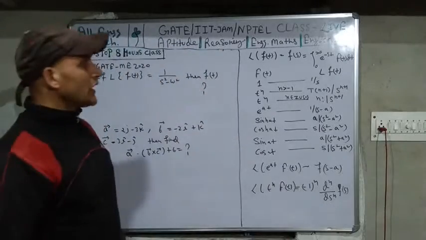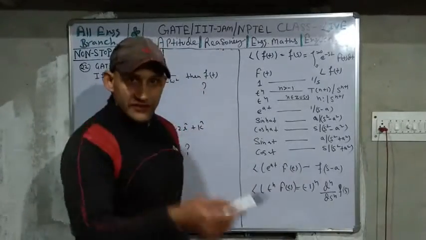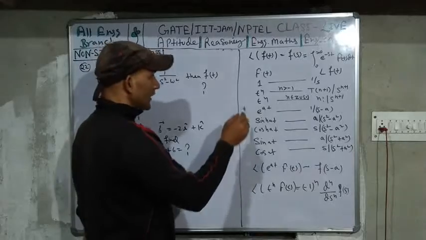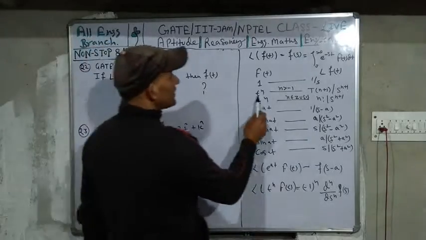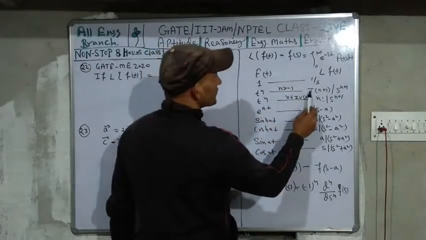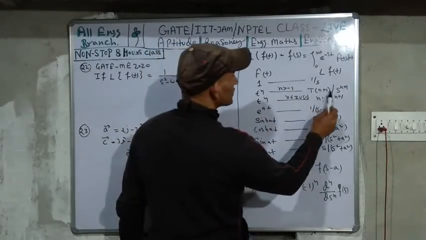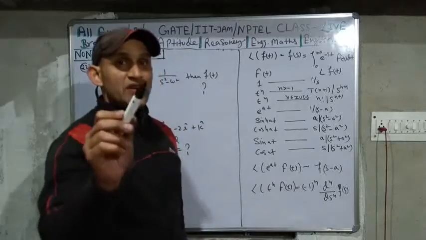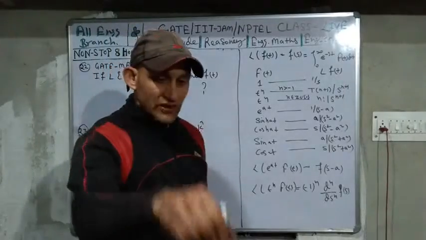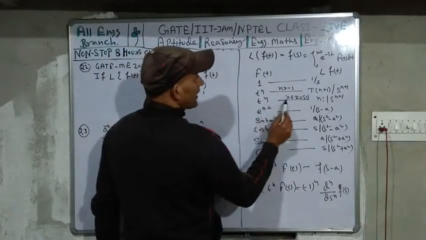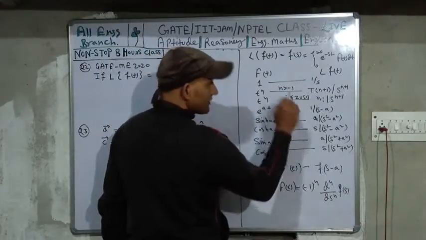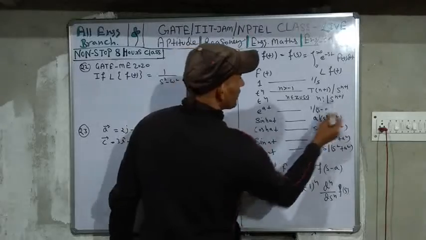You can check how to find it. We have discussed it; here I will not discuss it because the length of the video is increasing. Now t to the power n, if n is greater than minus 1, then this is gamma n plus 1 upon s to the power n plus 1. What is the gamma function? What is the beta function? Go to the video, we have already discussed. Now t to the power n, where n belongs to Z, a positive integer, gives n factorial upon s to the power n plus 1.